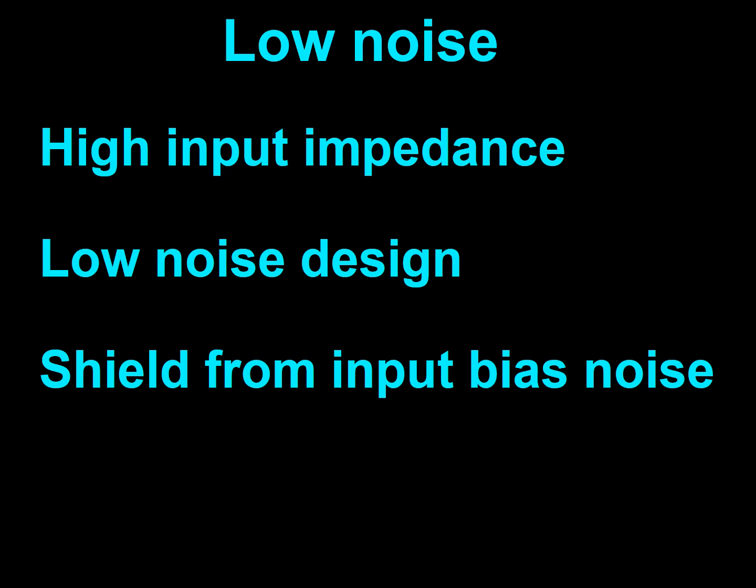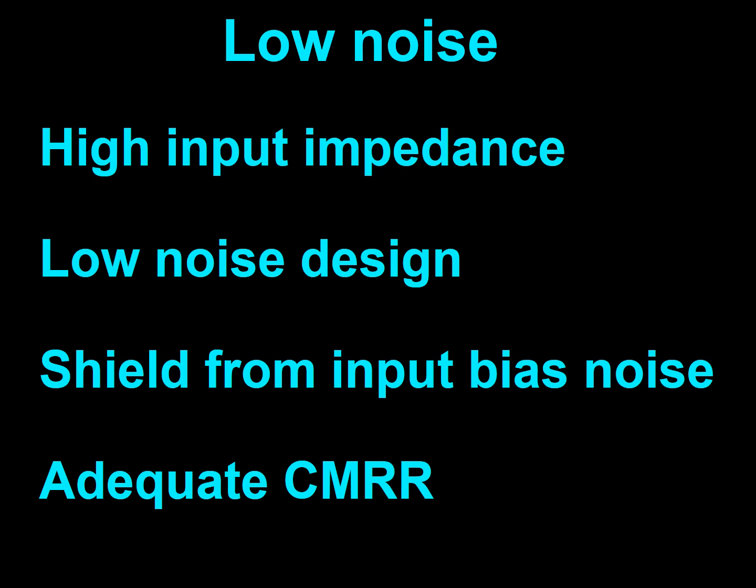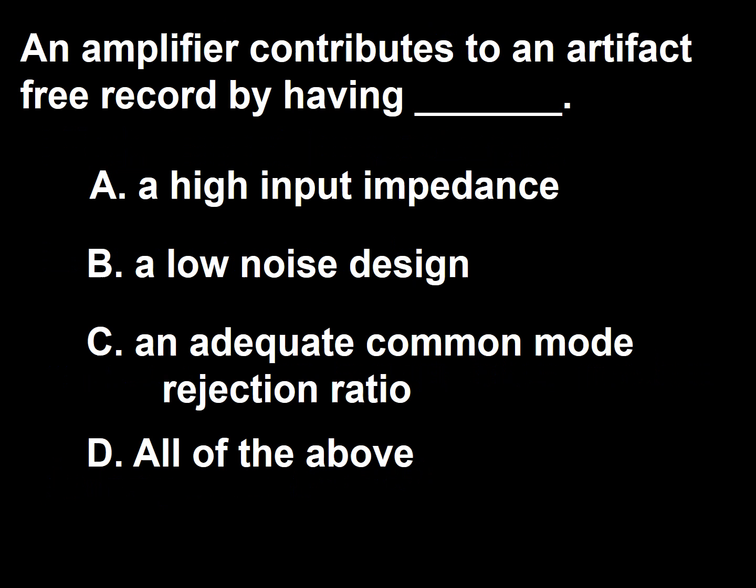Other noise-reducing conditions are achieved by having the amplifiers placed far away from other noise-producing components of the EEG machine, or by the amplifiers being shielded from noise produced by surrounding electronics. The last amplifier factor that prevents noise results from an adequate common mode rejection ratio. So the answer to this question is D.